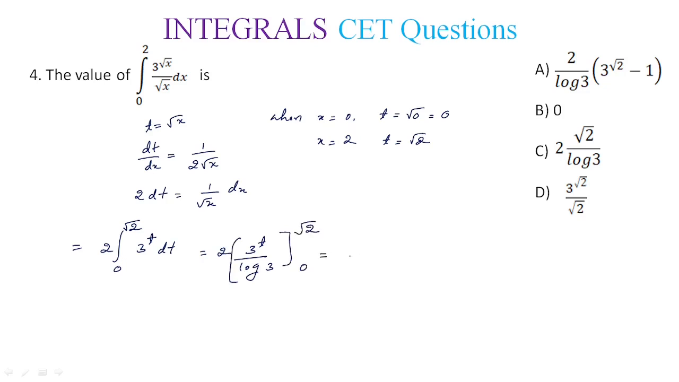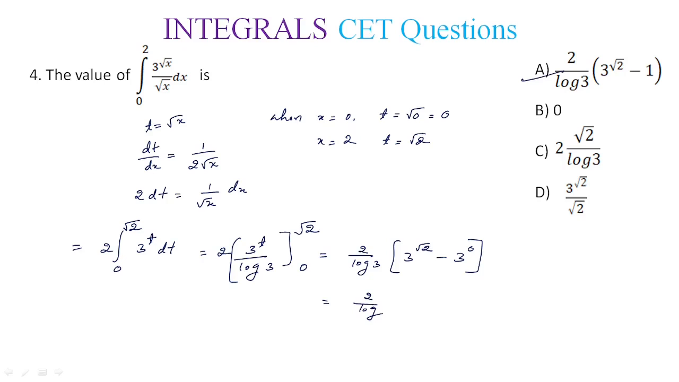2 by log 3 is a constant, keep it outside. Substituting the upper limit, it is 3 raised to root 2, minus substituting the lower limit, it is 0, so 3 raised to 0. Answer now here it is 2 by log 3 outside. Okay, you can write the answer here. 3 raised to 0 is 1. We have option A as the answer here.